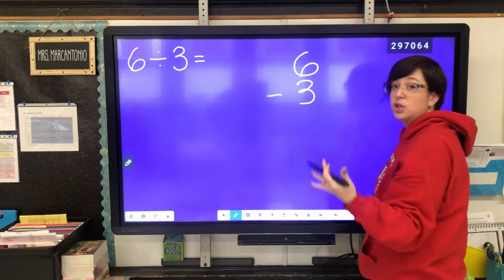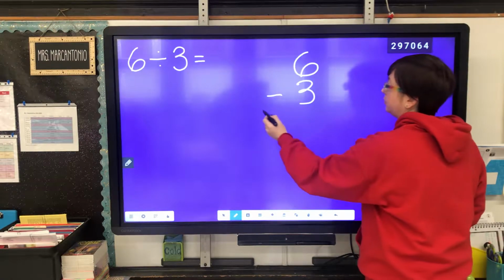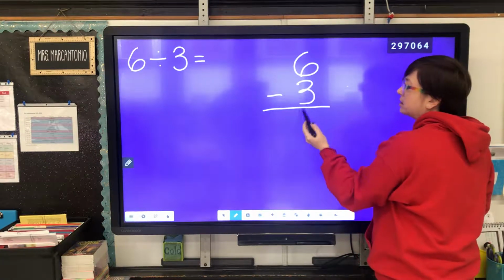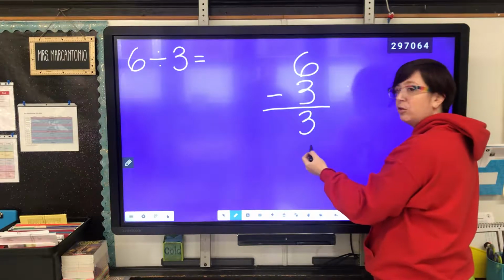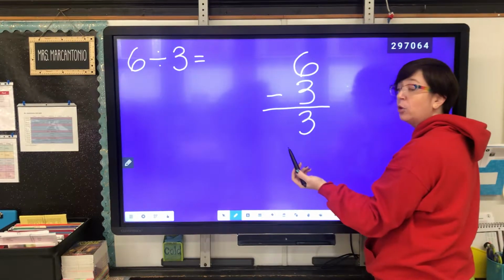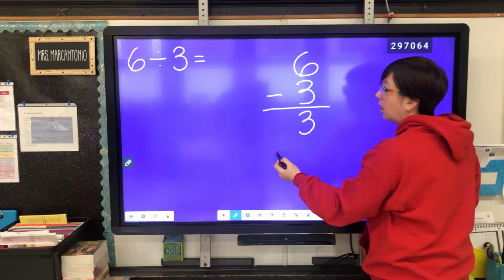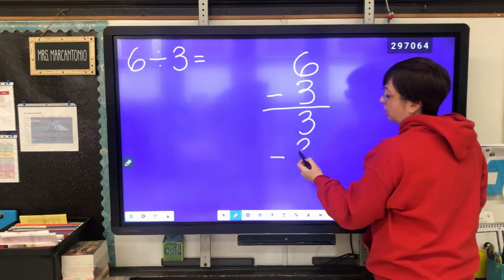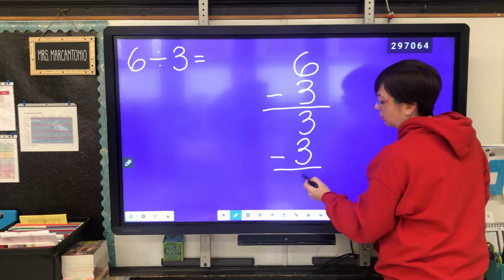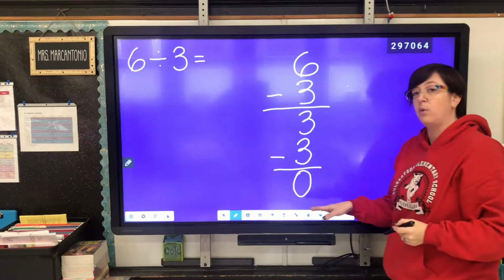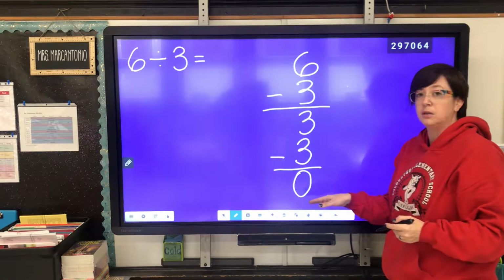This 3 is just thought of as one group. 6 minus 3 is 3, and I haven't reached 0 yet. So I'm going to take away another 3, another group of 3. 3 minus 3 would bring me to 0, which is where I want to stop my repeated subtraction.